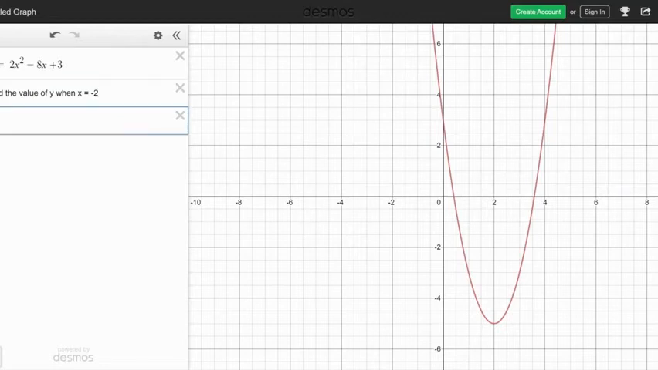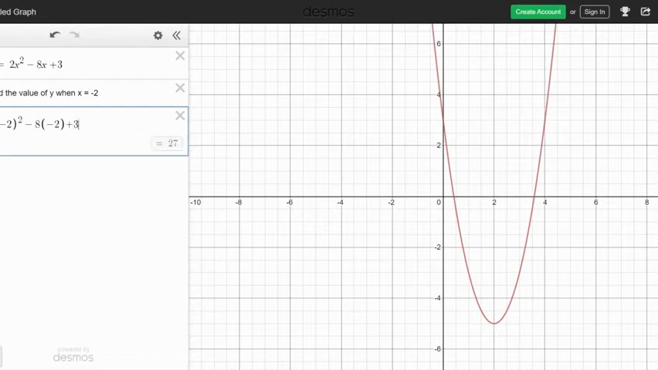So when I plug that into my equation, I'm going to replace all my x's with -2, and I want to make sure I use parentheses. So I would have 2 times, and I'm going to replace the x with -2. And then we want to square it. And then we will do minus 8 times my x, and then plus 3.